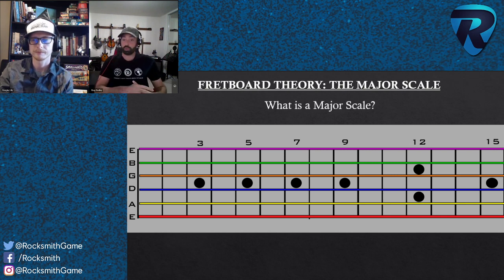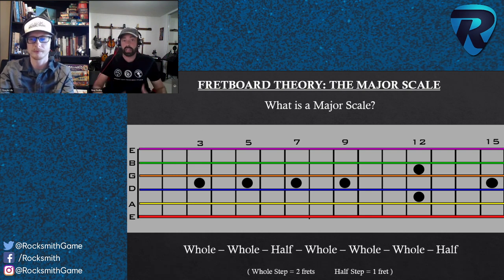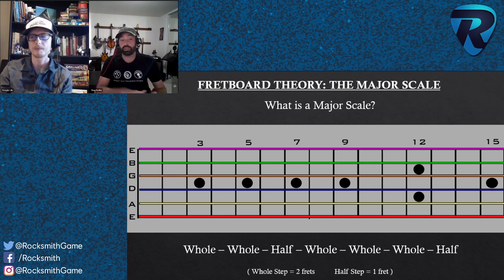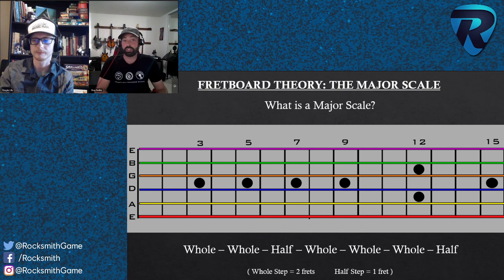If you would, Dan. So the first thing you want to know about the major scale is it's purely a pattern of whole steps and half steps, where each whole step is equivalent to 2 frets, and each half step is equivalent to just 1 fret. So let's see if we can take this and pan it out across the fretboard then. If we were to start at the 3rd fret, you'd end up going first a whole step, then another whole step, then a half step, whole step, whole step, whole step, half step, all the way across the fretboard.